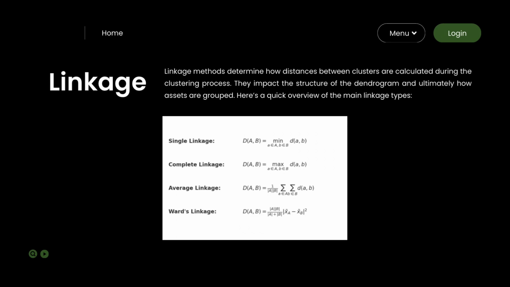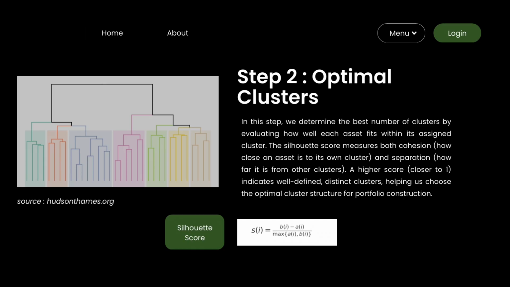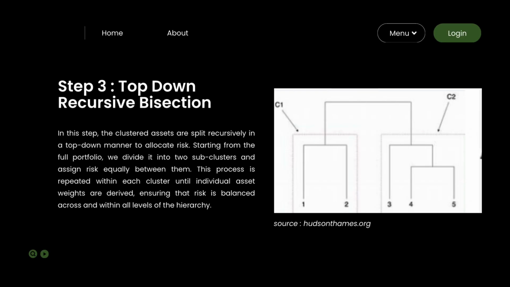Linkage methods define how distance between asset groups is calculated. Single, complete, average, and Ward linkage all build different dendrograms. The second step is choosing the optimal number of clusters using silhouette scores. These scores measure how well an asset fits within its cluster. Higher scores mean stronger, more useful groupings for risk allocation.